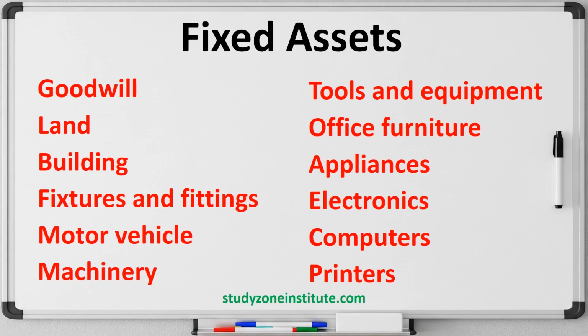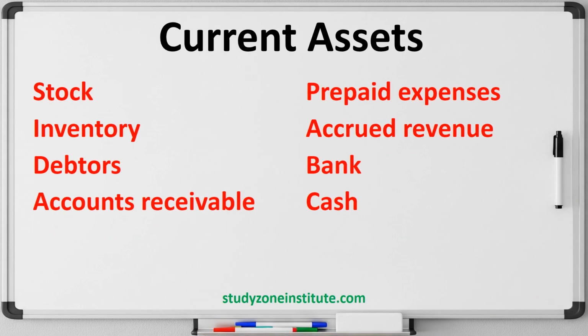Fixed assets. Goodwill. Land. Building. Fixtures and fittings. Motor vehicle. Machinery. Tools and equipment. Office furniture. Appliances. Electronics. Computers. Printers. Current assets. Stock. Inventory. Debtors. Accounts receivable. Prepaid expenses. Accrued revenue. Bank.